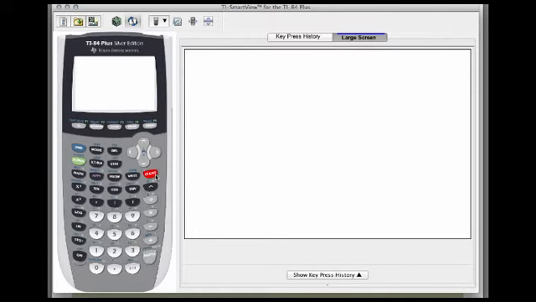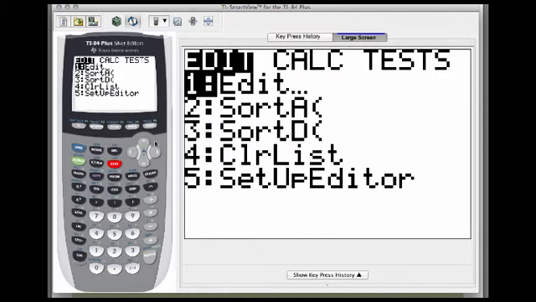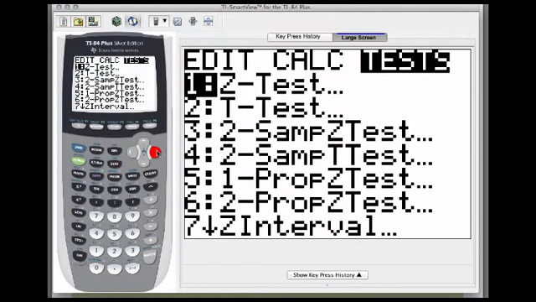Let me clear this stuff. So where you're going to go is hit the stats button and across to tests. Okay, we haven't been here before. The one we want is the last one you see on the screen. It's the one that says Z interval. That's your classic confidence interval.